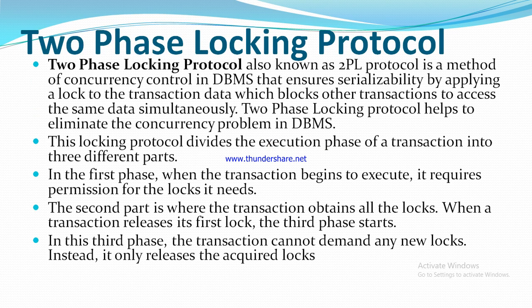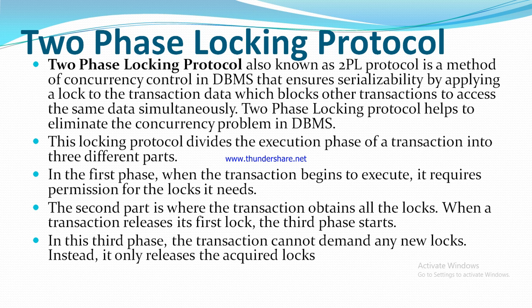So here the two-phase locking protocol, also known as the 2PL protocol, is a method of concurrency control in a database management system that ensures serializability by applying a lock to the transaction data, which blocks other transactions from accessing the same data simultaneously. So here serializability is achieved by blocking other transactions from accessing the same data. So the two-phase locking protocol helps to eliminate the concurrency problem in DBMS.